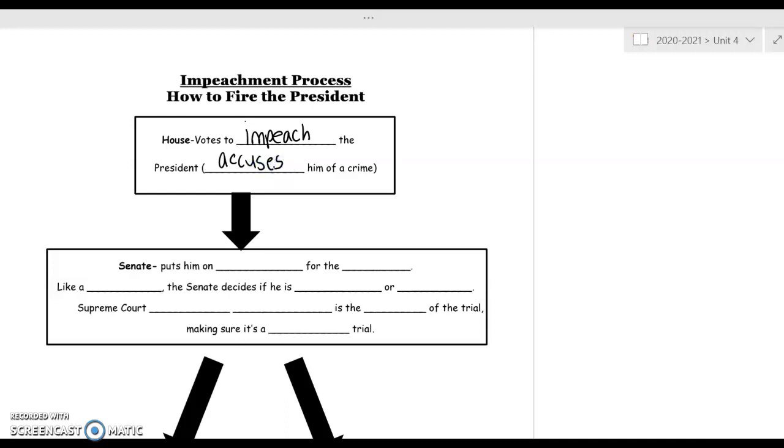And just like you would in the regular world, once you've been accused of a crime, you're put on trial. And it's the Senate that puts the president on trial for whatever crime the House accused him of. The Senate acts like a jury and decides if he's innocent or guilty of the crime. The Supreme Court Chief Justice is the judge of the trial, making sure that it's fair.